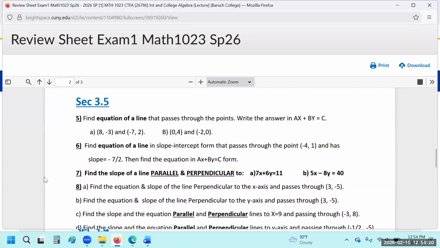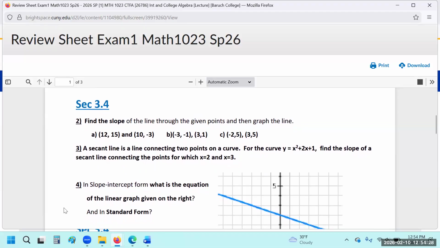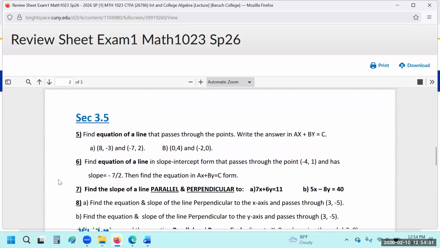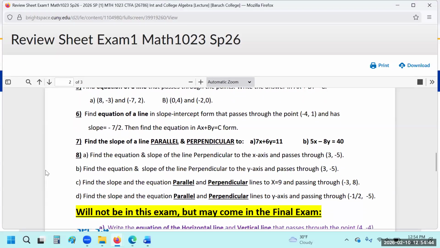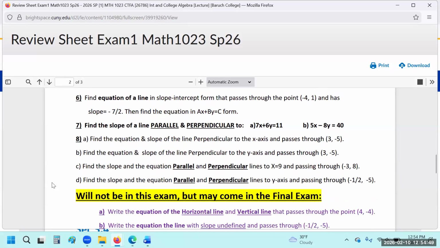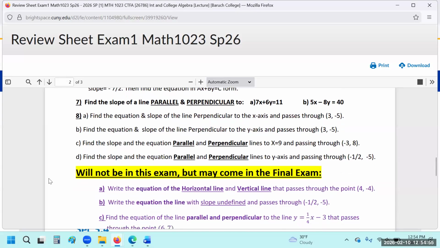And then from 3.5, we have 4 questions. I'm going to combine question 5 and question 2. So in question 2, it says find the slope. In question 5, it says find the equation. So combining them, part A will be what's the slope that goes through the 2 points. Part B will be what's the equation of the line. And then question 6, find the line from given point and slope. Definitely 1. Find the slope of the parallel and perpendicular line. Definitely 1. And then from question 8, we have many different scenarios.